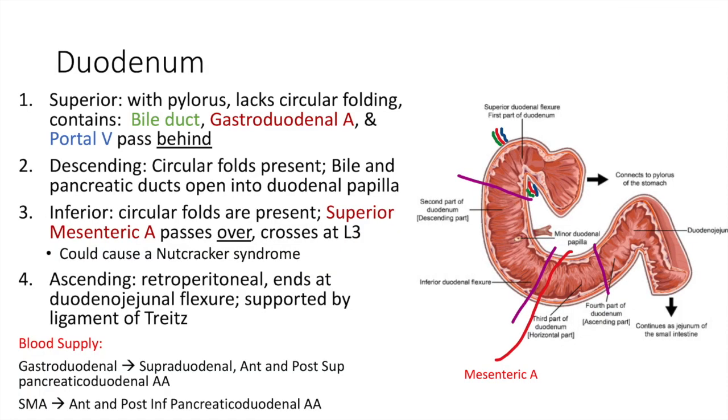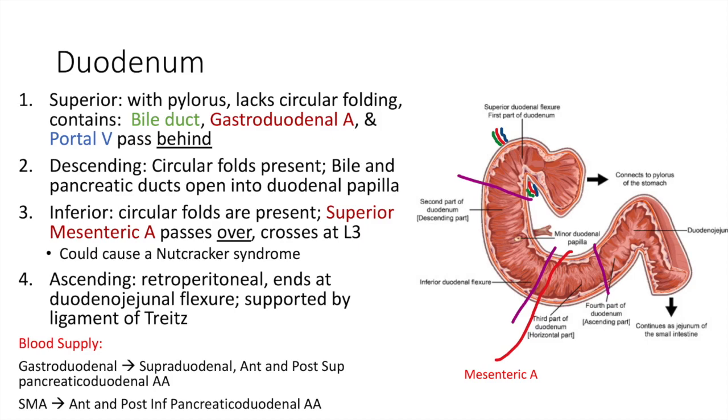So now let's go down a little farther and talk about the duodenum. There are four portions: superior, descending, inferior, or ascending. They're also numbered, so the first part, second part, third part, and fourth part. The first part, or the superior part, is with the pylorus. So we had talked about the pylorus of the stomach. Then there'll be a pyloric sphincter. And then now we're going to come to our superior duodenum.